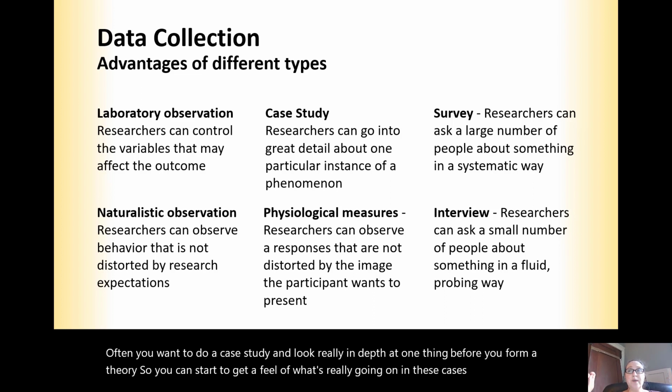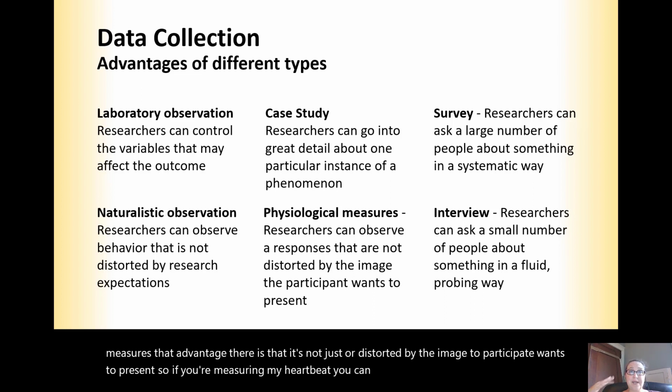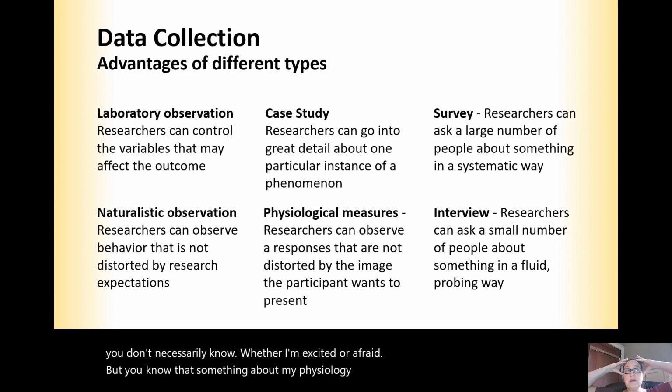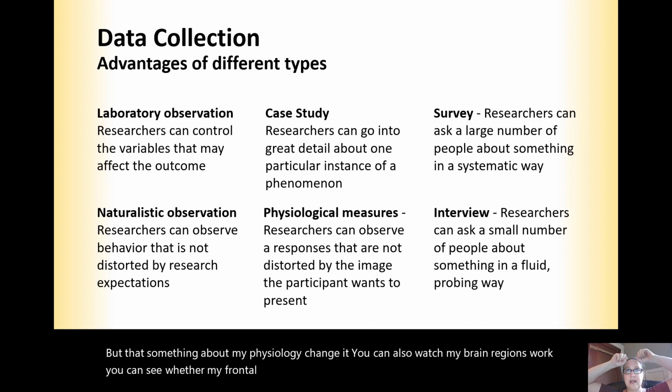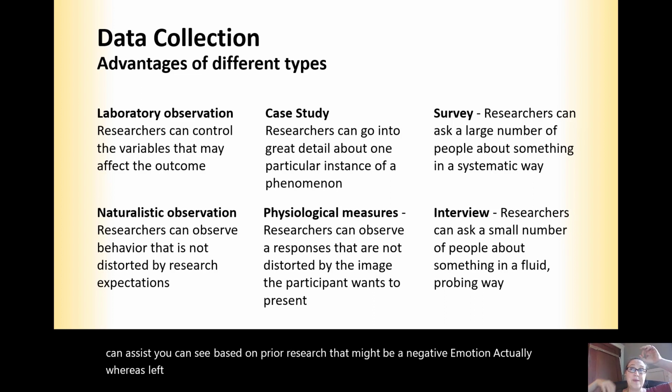So physiological measures, the advantage there is that they're not distorted by the image the participant wants to present. Like if you're measuring my heartbeat, you can tell that something's happening to me. You don't necessarily know whether I'm excited or afraid, but you know that something about my physiology changes. You can also watch my brain regions work. You can see whether my frontal activity is activated. If it's activated on the right-hand side, based on prior research that might be a negative emotion, whereas left activation may be a positive emotion.